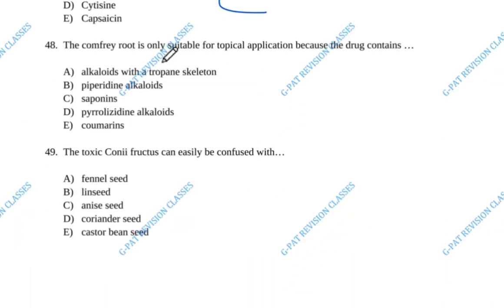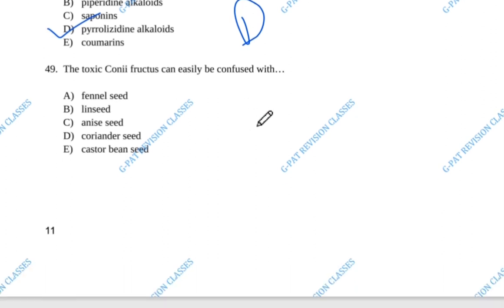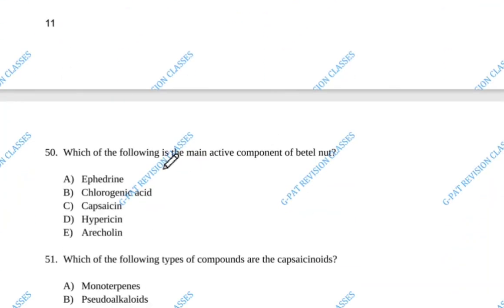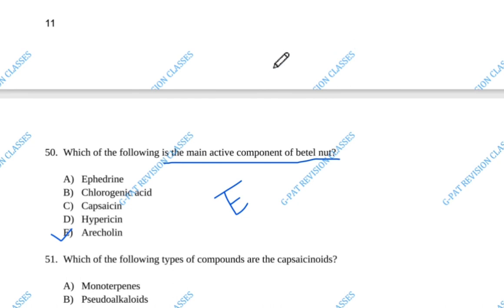The comfrey root is only suitable for topical application because the drug contains pyrrolizidine alkaloids. The answer is D. Next is question number 49. The toxic Conii fructus can easily be confused with aniseed. The answer is C. Next is question number 50. Which of the following is the main active component of betel nut? The answer is A, Arecoline. Okay.